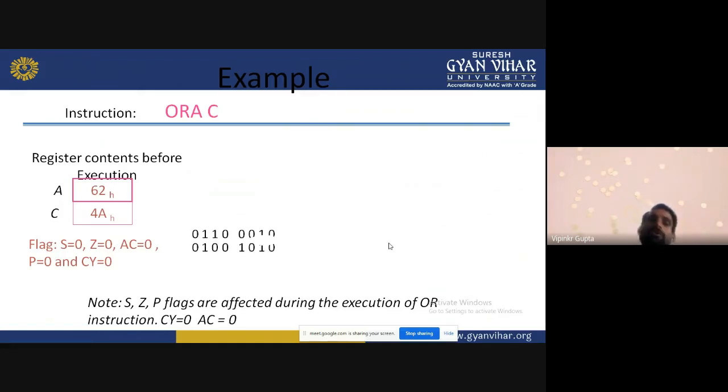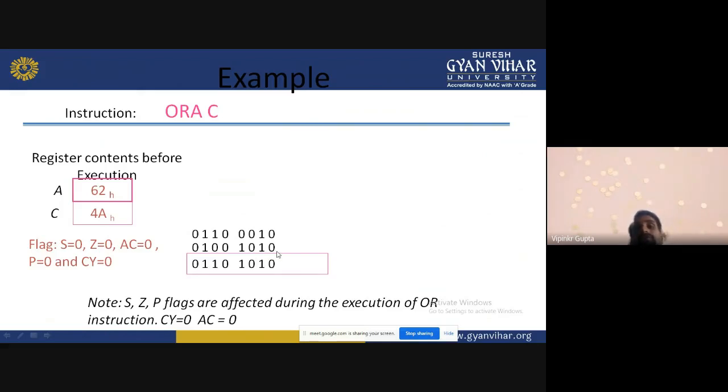So suppose that we have one example. A is having 62H and C is having 4AH. So what are we doing? First of all, the same procedure we will follow. 62 is converted to a binary number. So what do you get? 6 equivalent is 0110, 2 equivalent is 0010. Now C register is having 4A. Again, I will convert this number into binary. 4 equivalent is 0100, and A equivalent is 1010.